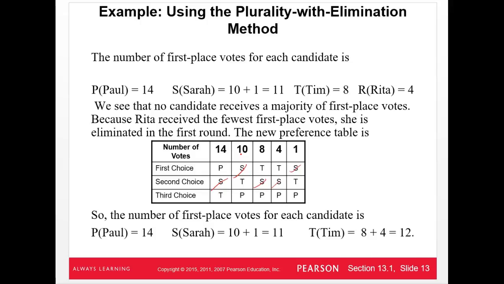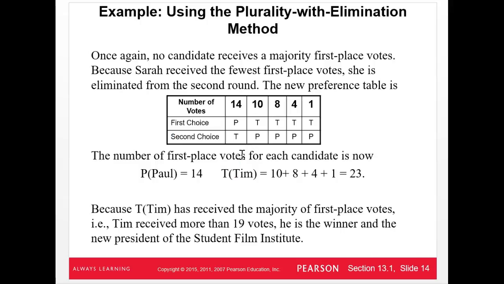So now we're down to Paul versus Tim. They're the two that are going to be in this last runoff. And if we look, Paul is only ahead of Tim in that very first one. Tim beat out Paul in all the rest of them. So 23 for Tim and 14 for Paul. Now we finally moved beyond 19. So Tim would be declared the winner.